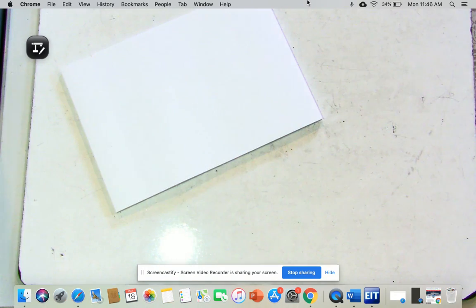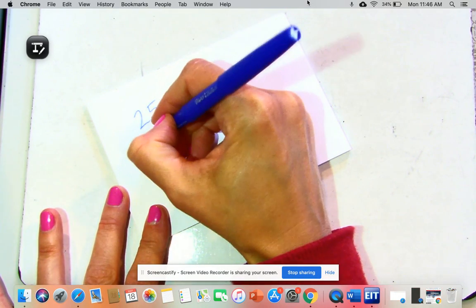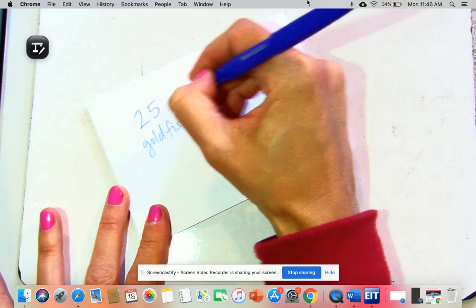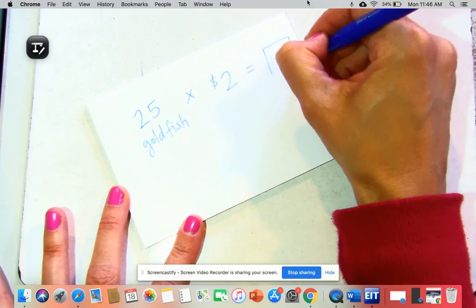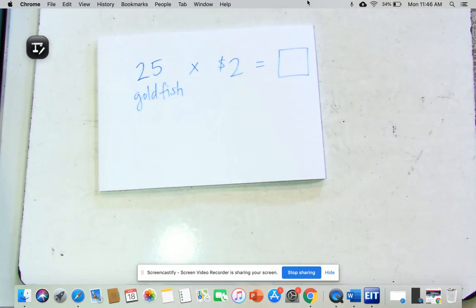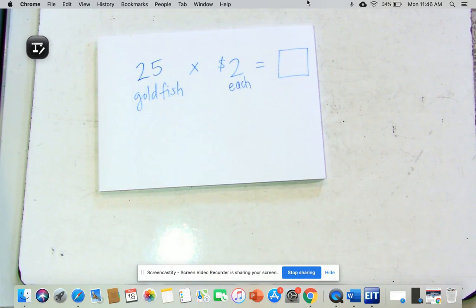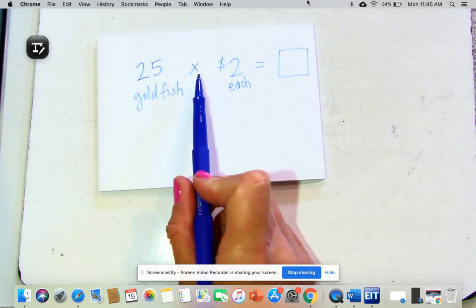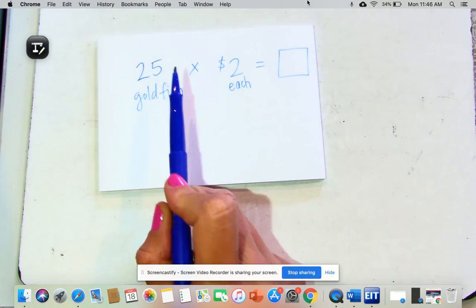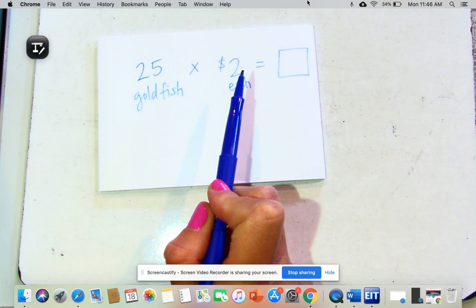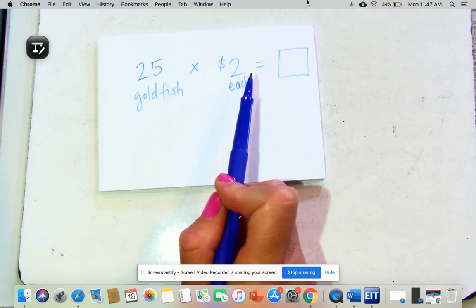So you might be thinking, well, Miss Taylor, we have not learned how to multiply by 25. Well, we know he had 25 goldfish, and they were $2 each. Is there a way we can figure this out? 25 goldfish times $2 each. Well, if we do 25 times 2, remember how multiplication is kind of like repeated addition? 25 times 2 is the same as 2 25 times, or 25 2 times.